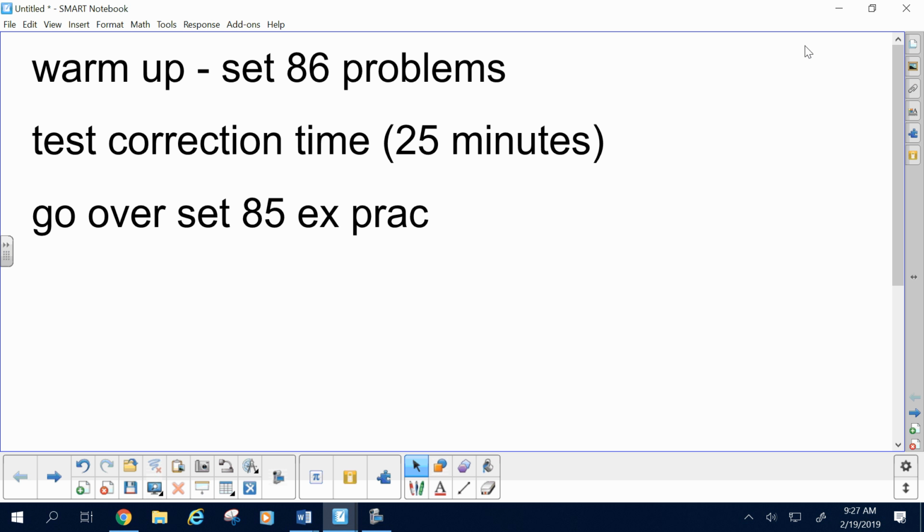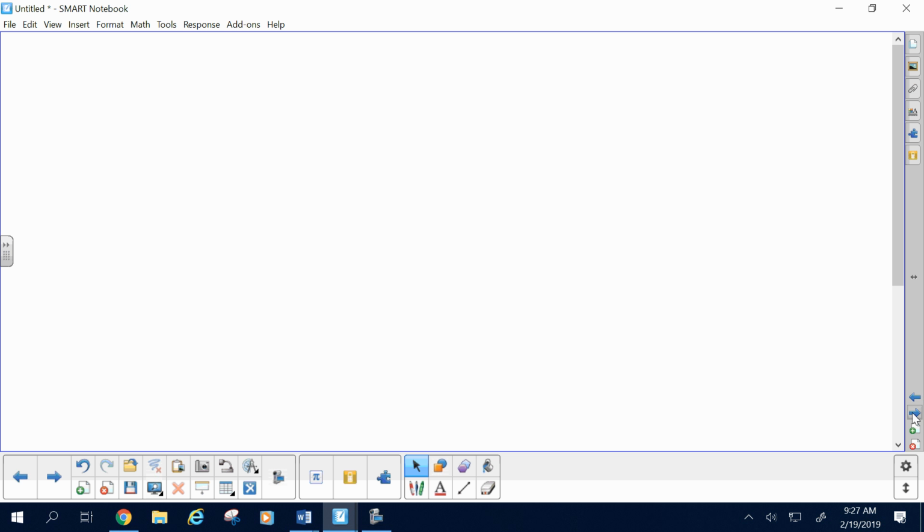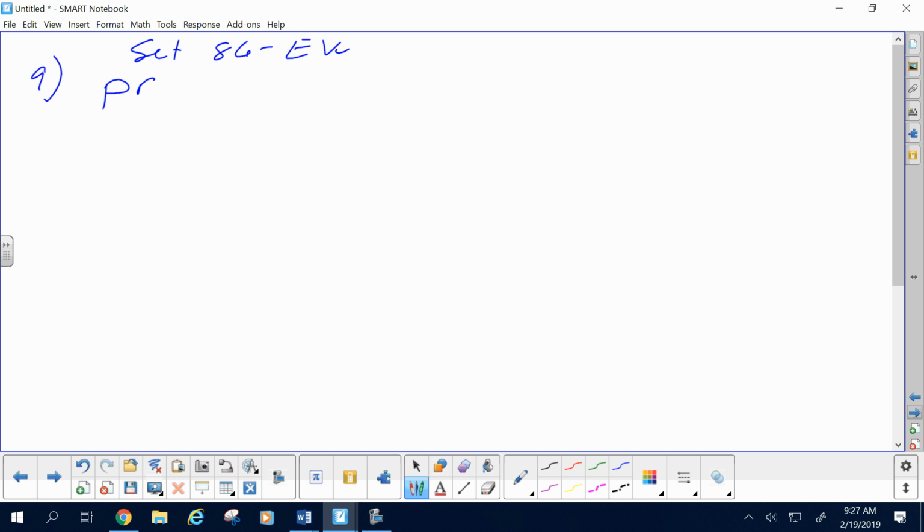And you can see what you'll be expected to do, right? So, consider box 9. Do you have a box 9? Yes, okay, cool. Set 86 is even and odd functions again. I taught a lot of this ahead of time, so it's not like you're going to be missing out.